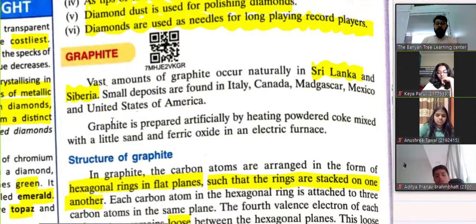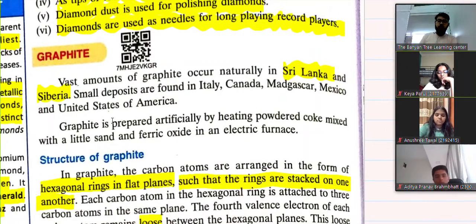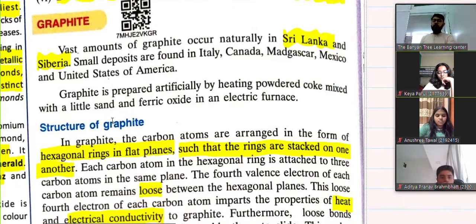Now graphite. Vast amounts of graphite occur naturally in Sri Lanka and Siberia. Some deposits are also found in Italy, Canada, Madagascar, Mexico, United States of America, and so on. Graphite is prepared artificially by heating powdered coke mixed with little sand and ferric oxide in an electric furnace.